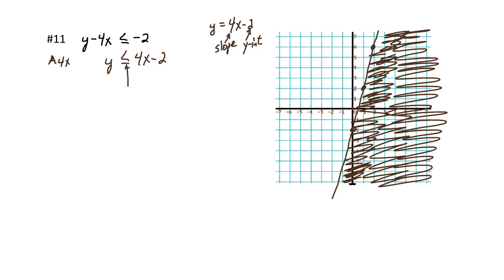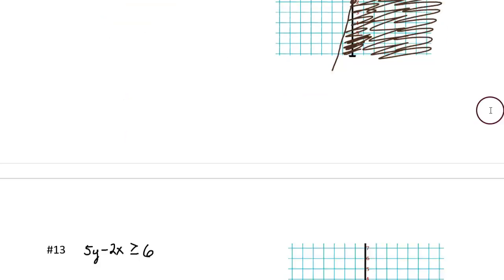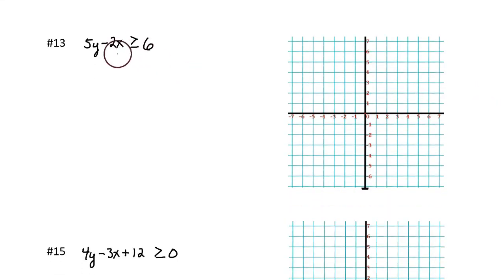Every one of these dots is a solution to this open sentence. For example, I hope you agree that one of the dots that we shaded over is right there at 3, 0. What we're saying is, if you used 3 for x and 0 for y, we would get a true statement. Do you believe it? 4 times 3 is 12, take away 2 is 10. It's true that 0 is less than or equal to 10? Yeah, that's true.